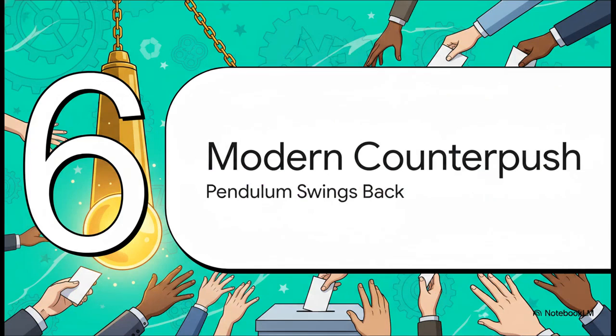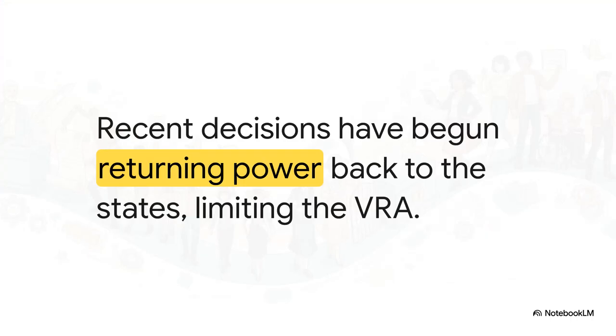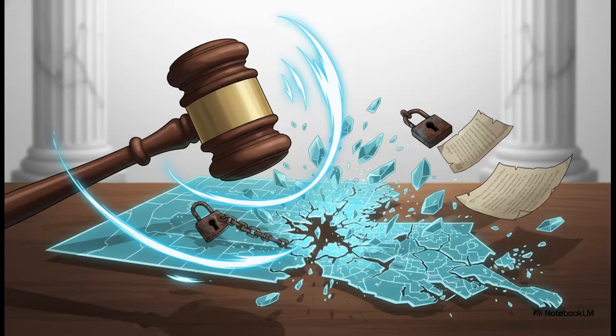Section 6. The modern disenfranchisement counterpush. The pendulum swings back. Now, what's really interesting about this next era is how it brings us right back to our core thesis. This is where we see that historical tension play out in our modern era. After decades of federal oversight expanding access, recent Supreme Court decisions have begun returning power back to the individual states, effectively walking back the scope of the Voting Rights Act. The pendulum swings again. There are two pivotal rulings you need to write down for your notes.